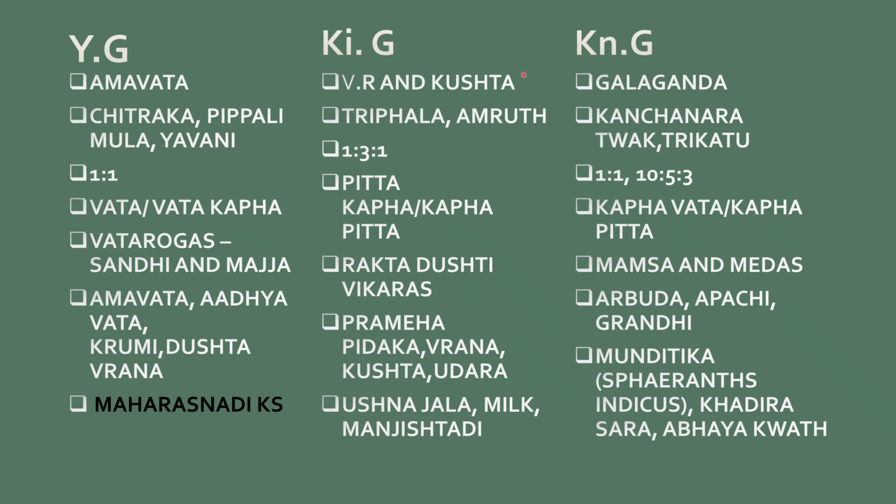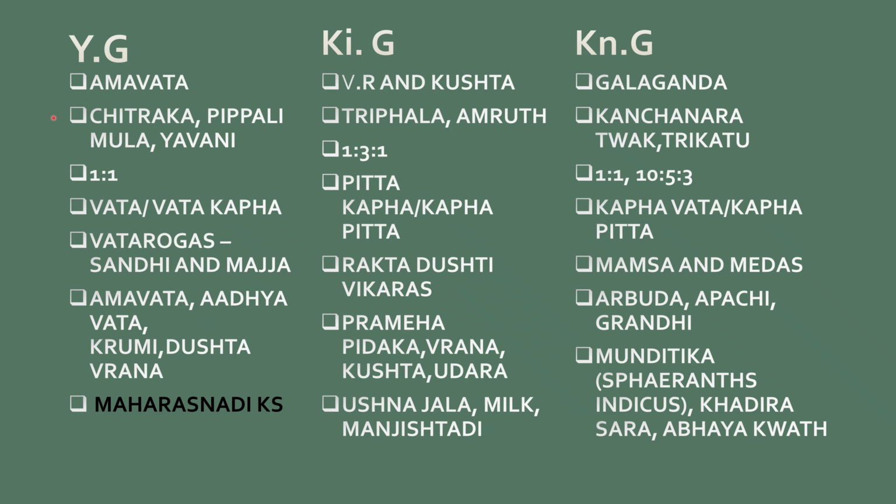Kaishora Guggulu can be given in Vatarekta and Kushta, so we can consider the prakarana as Vatarekta and Kushta. In Sharangadhara Samhita, Madhyama Khanda, it is included. And for Kanchanara Guggulu, Galakanda is the prakarana.